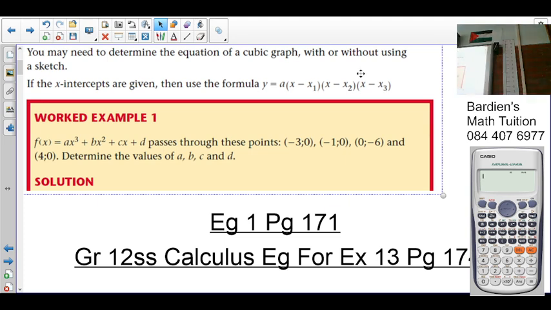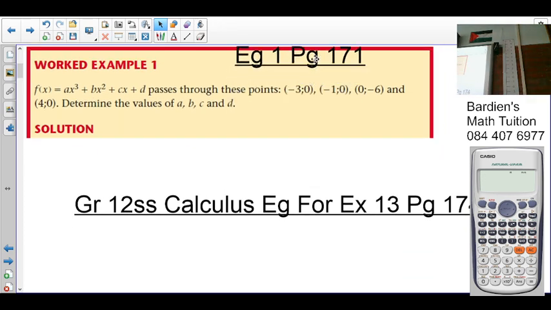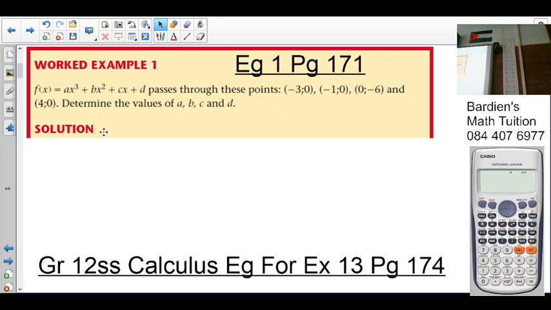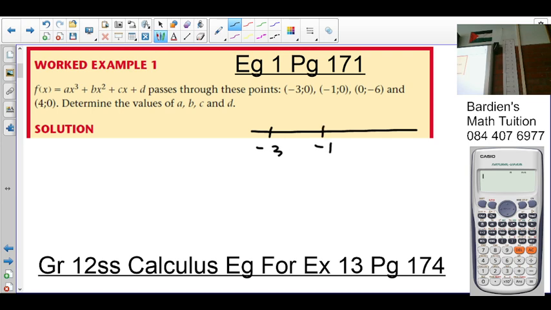So let's look at example 1 on page 171. We are told that f of x is equal to ax cubed plus bx squared plus cx plus d. Now that is the standard form of a cubic function, and it passes through the point negative 3. So if I should draw it, it's going to do something like this. There's negative 3, negative 1, negative 6, and of course the y-intercept is here, and 0 and 4, which is there. So the graph must be doing this.